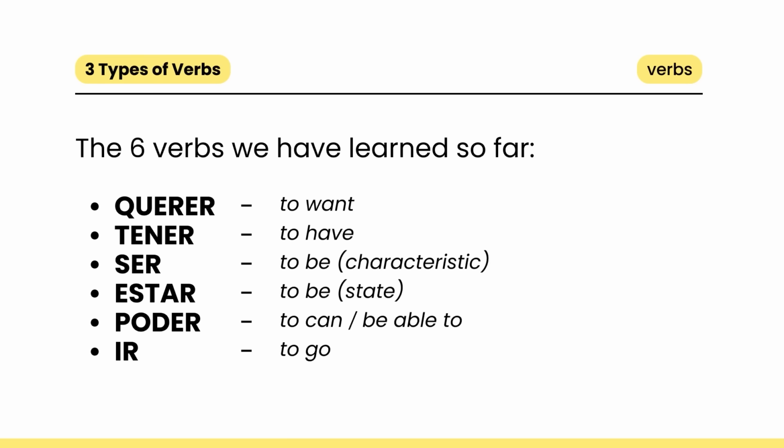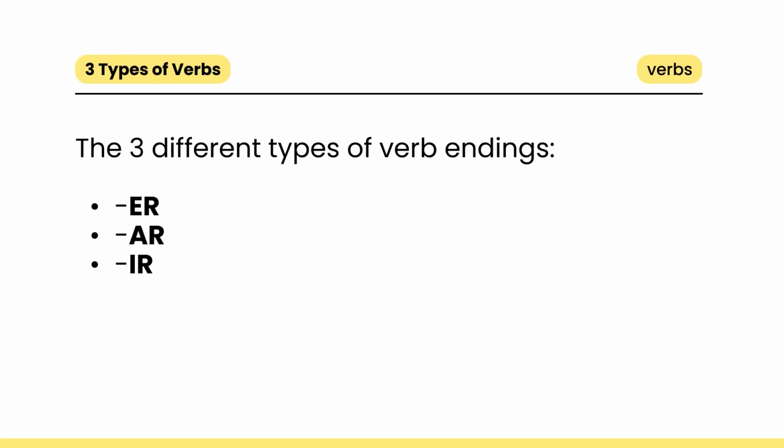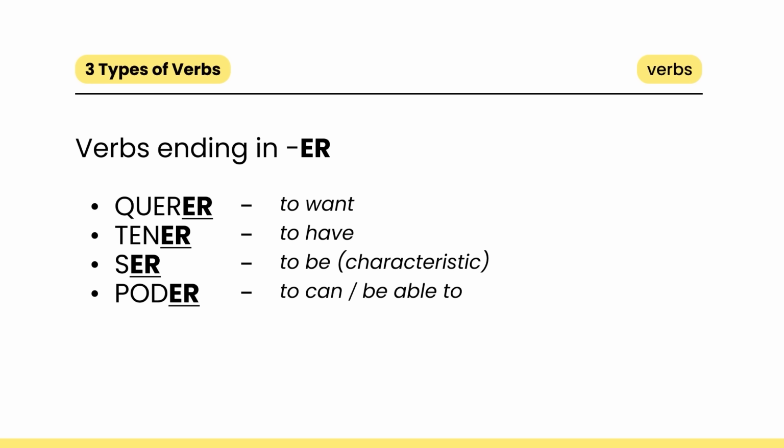Right, so now that we have a little refresher of these 6 different verbs that we have learned so far, let's have a little bit of a closer look at them. And what I want to explain to you in today's lesson is that in Spanish there's 3 different types of verbs, or basically we can separate all of the verbs in Spanish into 3 different categories. And those categories are verbs that end with er, verbs that end in ir, and verbs that end in ar.